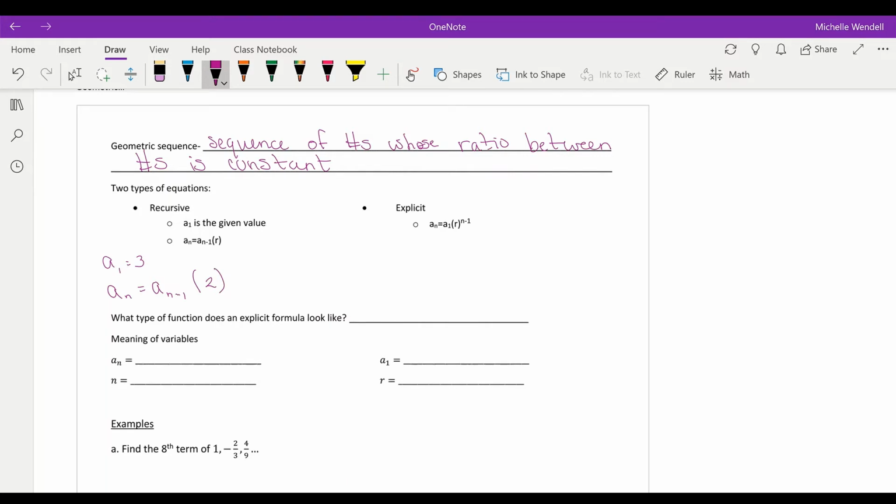To write that in explicit form, I just have a sub n equals your first term, which is 3 in this case, times your ratio 2 to the n minus 1 power. So what type of function does this explicit formula look like? An exponential.